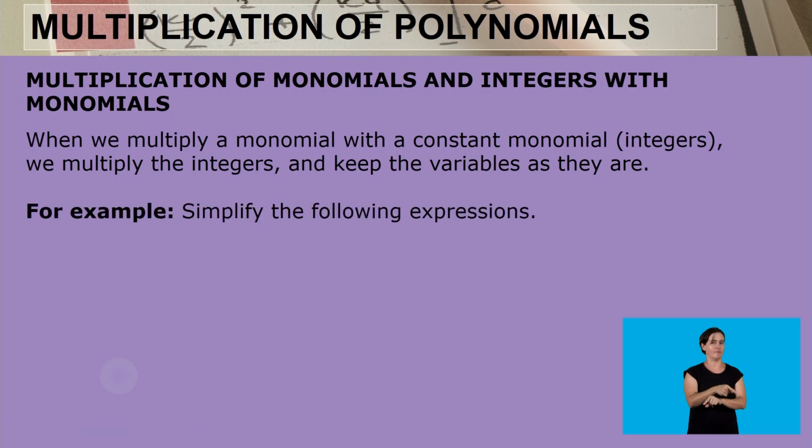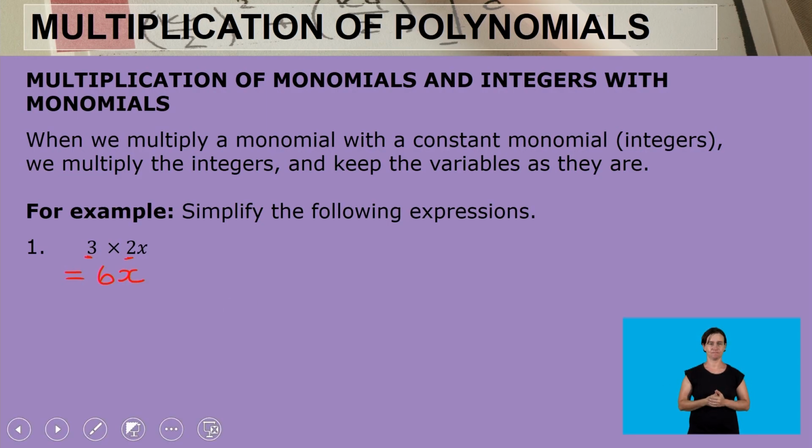Let's simplify the following expressions. The first one there is a 3 multiplied by a 2x. Now, as we can see, the 3 there has no variable. That is our constant monomial. So how are we going to multiply these two? Well, we are just going to multiply the integers, which is 3 multiplied by 2. That is going to give us a 6. And of course, because there's no other variable to multiply with that x, we are going to keep that variable as it is.